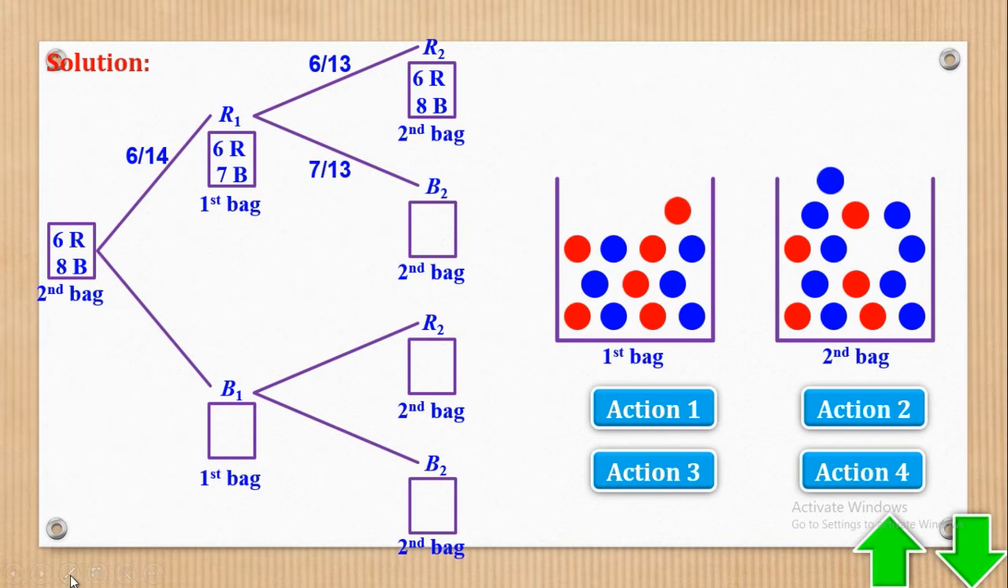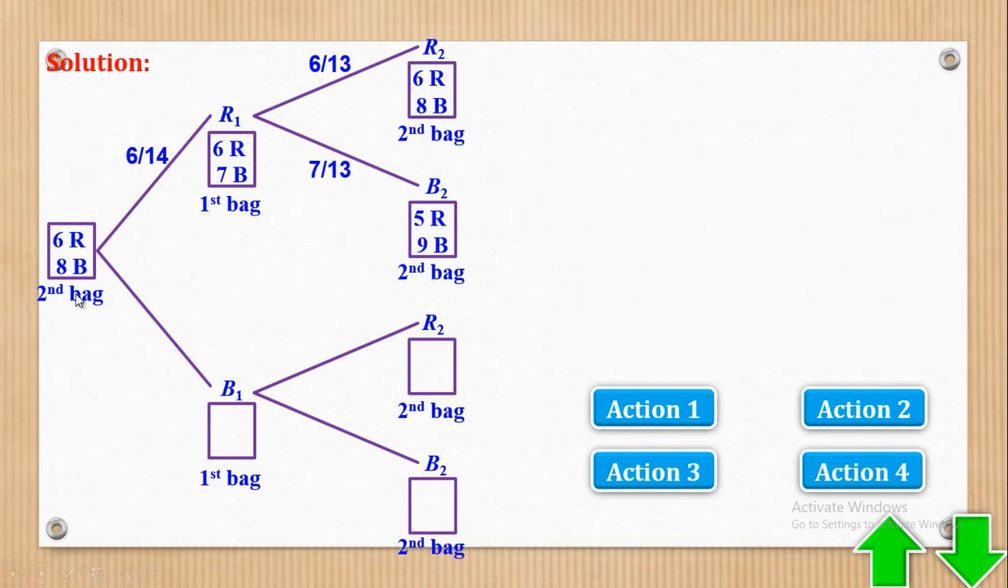So now let's count how many they are. So we have 1, 2, 3, 4, 5. So I come and write 5 red, then 1, 2, 3, 4, 5, 6, 7, 8, 9. So I come and write 9 blue. Okay.